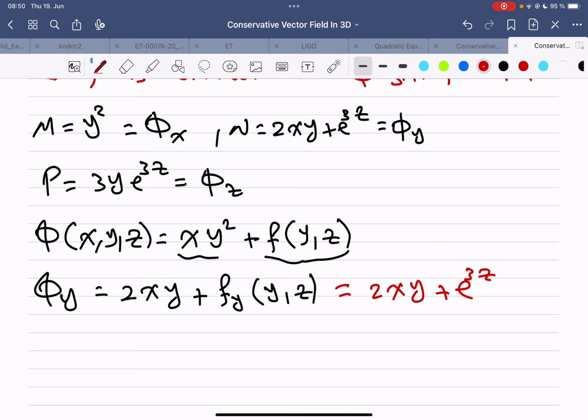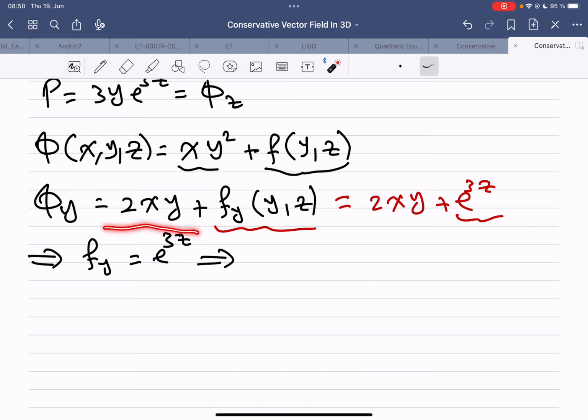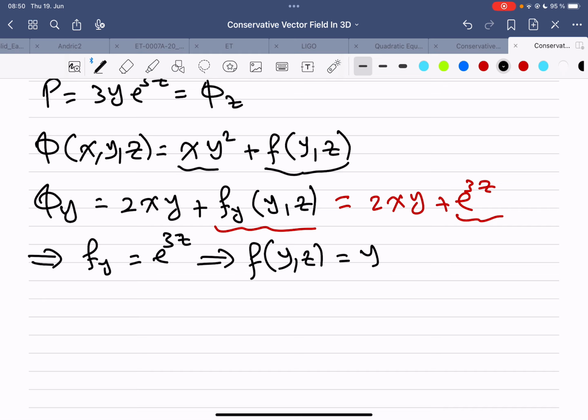So from here we can find that f_y equals e to the power 3z. Now if we integrate with respect to y, f(y, z) equals y e to the power 3z. Don't forget the constant, which is a function of z.